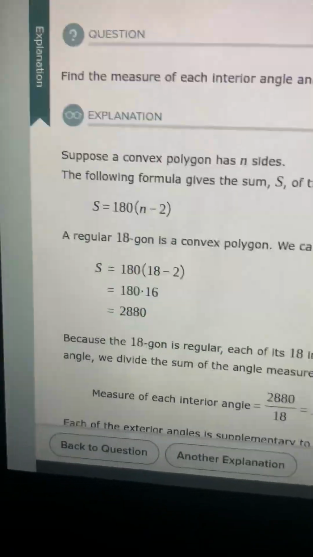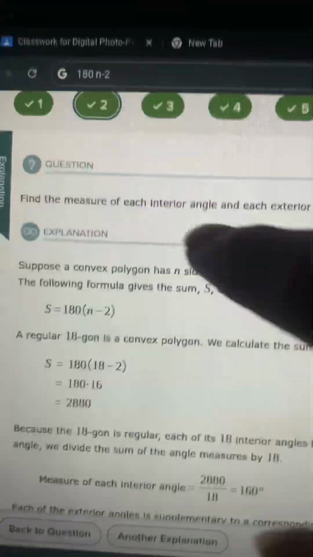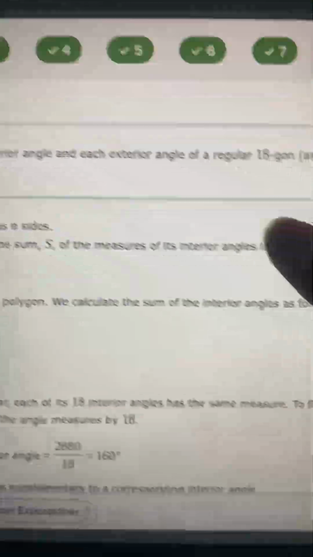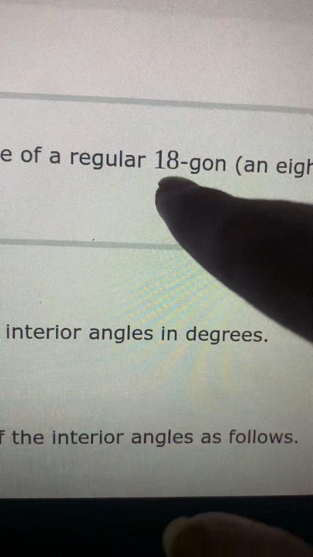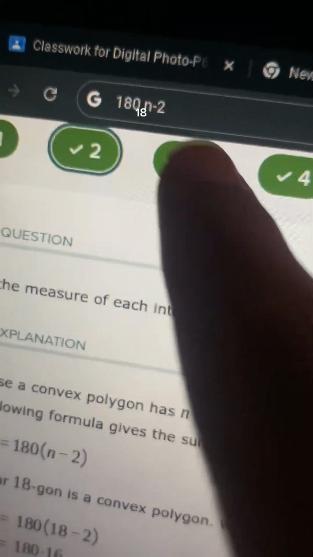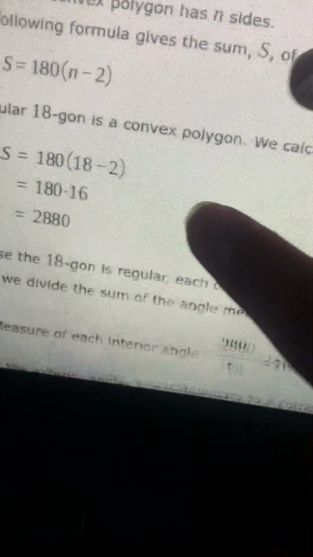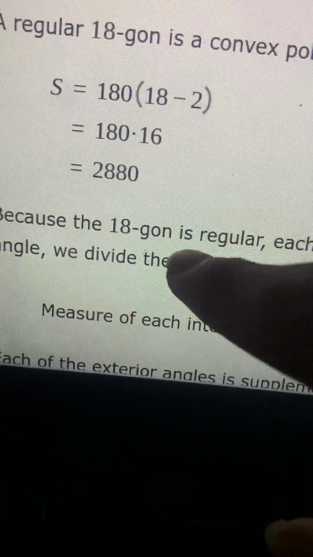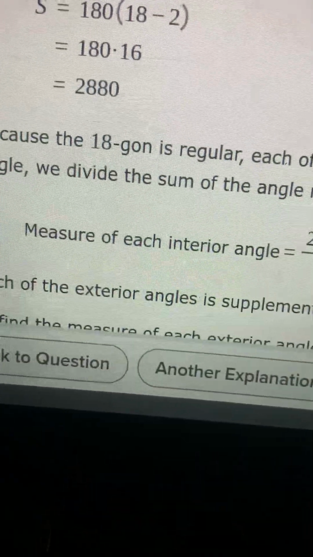For number two, you gotta use a formula. Okay, for number two, you gotta use a formula called 180(n minus 2). The n stands for the polygon number you get. You put it in the formula. For example, 18 minus 2 is 16, and the number you get, you gotta times it by 180. You will get this number. But you're not done yet.